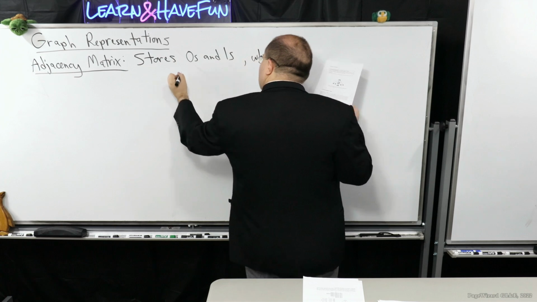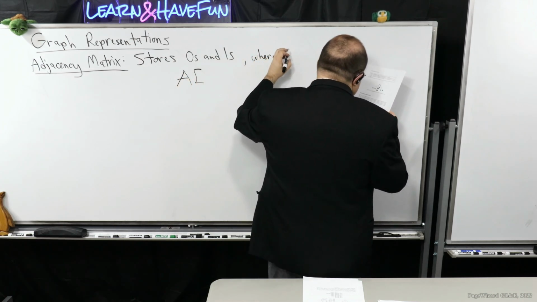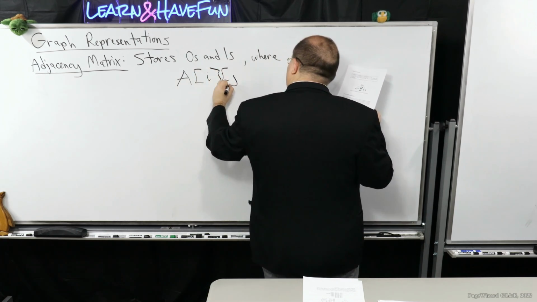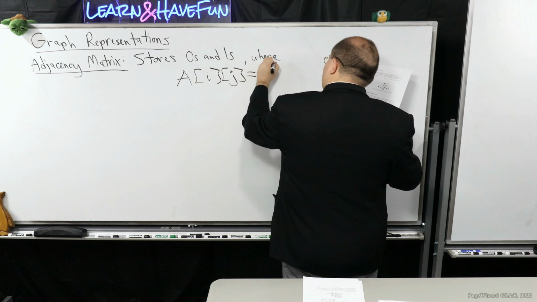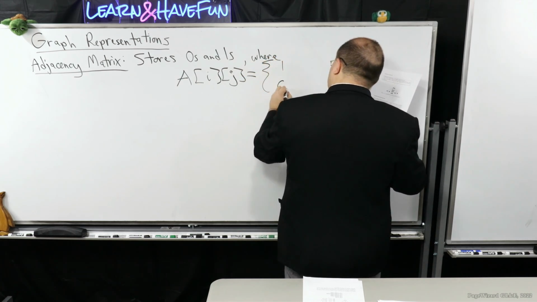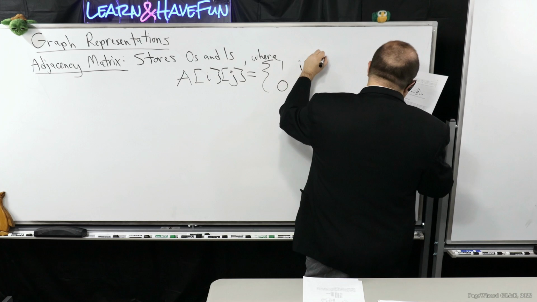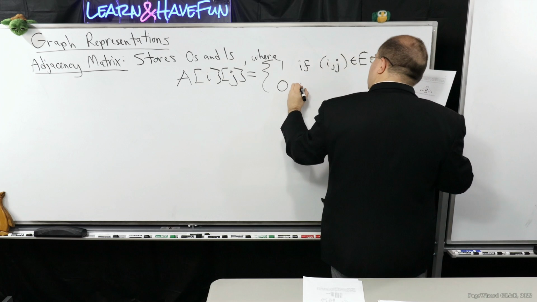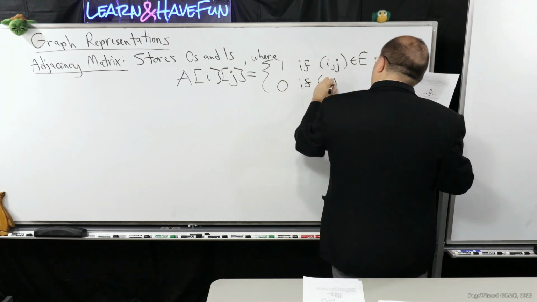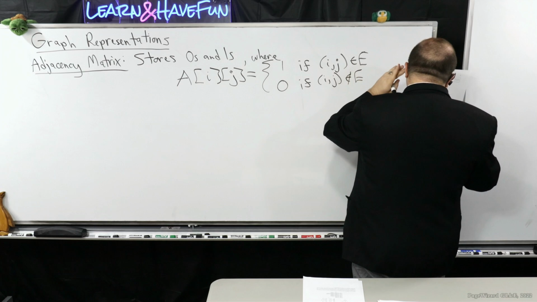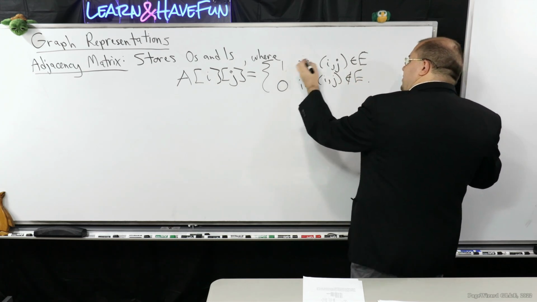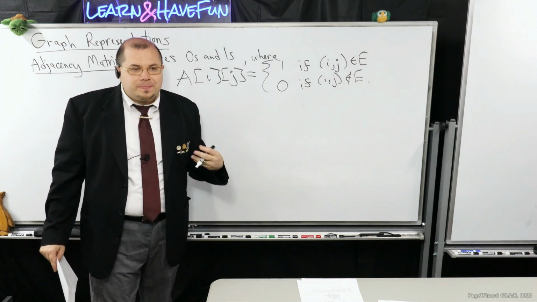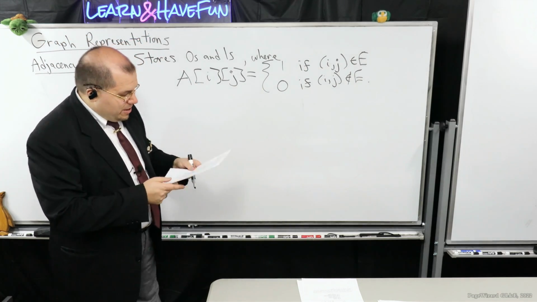Where if I give you a 2D array, A_ij, we would say it's 1 in the spot or 0 in the spot. If it's 1, then that means that the edge ij is in the set of edges. 0 if ij is not in the set of edges. So that means that if there's a 1 in this spot in the matrix, that edge exists in the graph. If it's a 0, it is not. So let me do an example here for you.